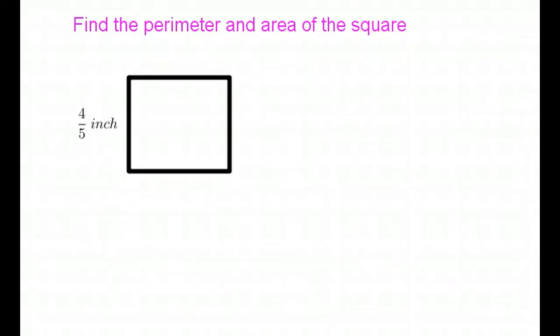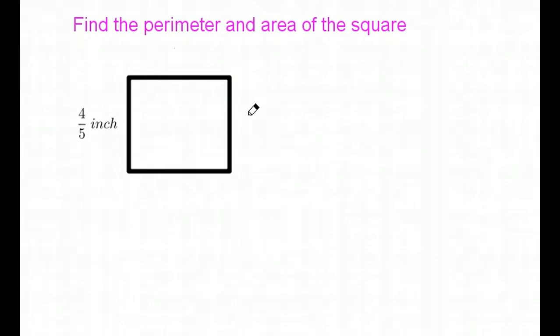Hello and welcome. Today we will do an exercise on how to gauge the perimeter and area of a square. A square, as we have learned, has all sides equal.